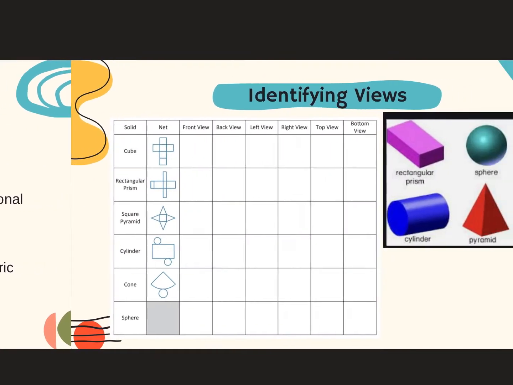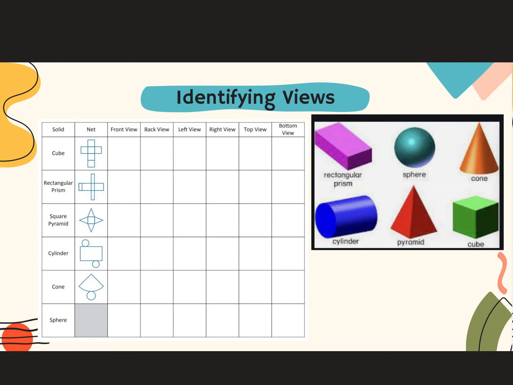All right, so the first thing we're going to do is based on the shapes that we've put here. You can also Google shapes if these do not help. Given the name of the solid, the net, I want you to identify the front, back, left, right, and top view for each shape. You can work with your elbow partner to do this. So go ahead and pause the video and draw the front, back, left, right, top, and bottom view for each figure.